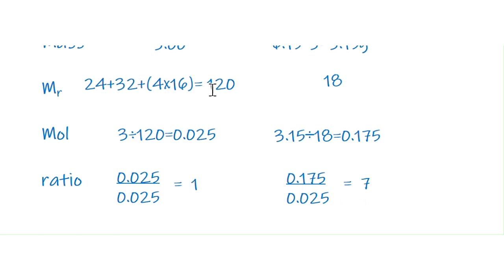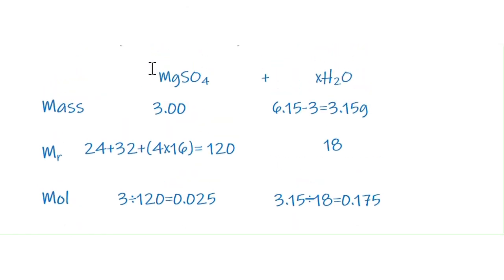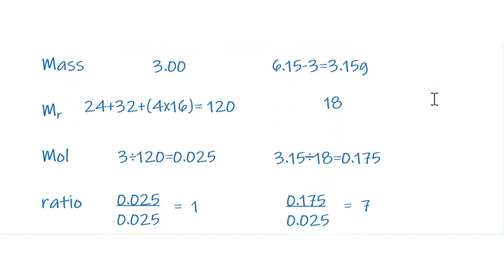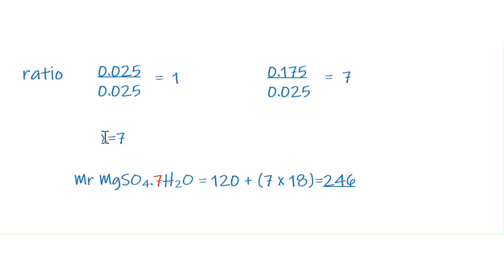To get a ratio into a whole number, we divide both ratios by the smallest number, in this case 0.025. So if you evaluate this through, 0.025 divided by 0.025 is 1, and 0.175 divided by 0.025 is 7. So the ratio is 1 to 7. So X must be 7. Now we can sub X into the formula for the hydrated magnesium sulfate. So we've got MgSO4.7H2O.